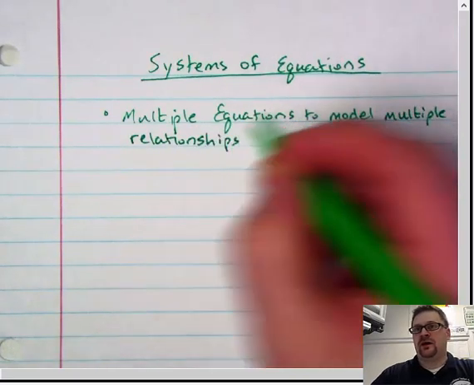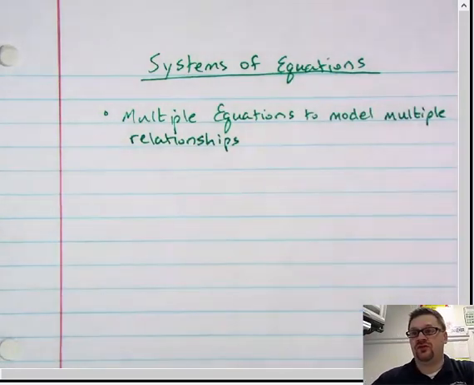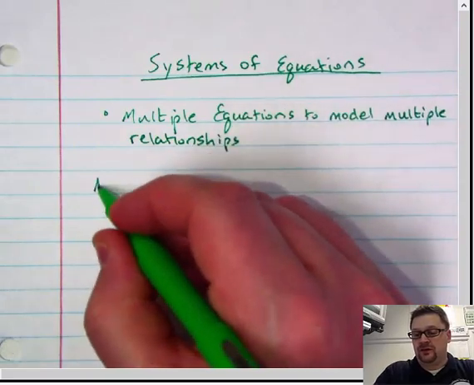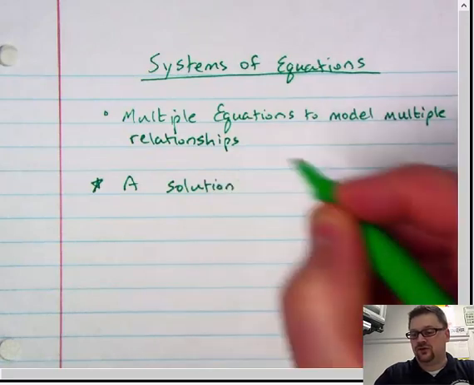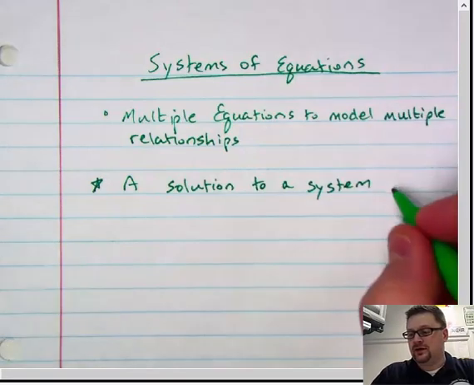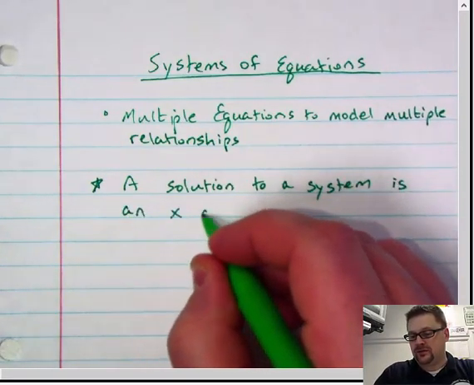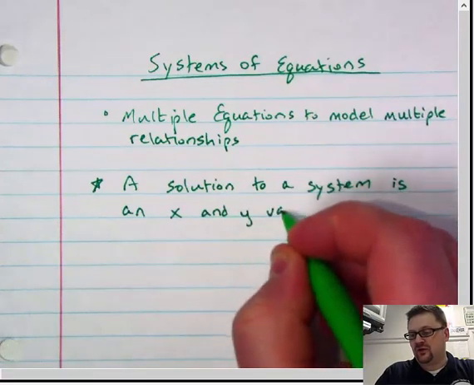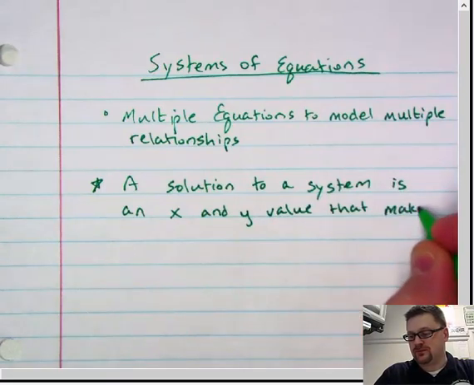So, more than that, I know a couple of you got the idea that a system of equations was multiple equations, a set of equations. So, what becomes important is what is a solution to a system of equations? So, a solution to a system is an x and a y value that make both equations true.